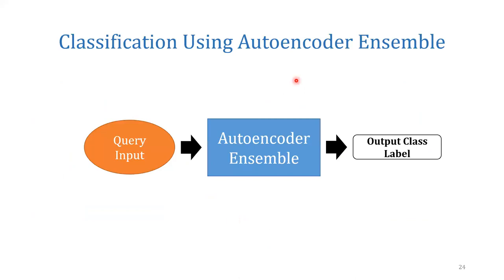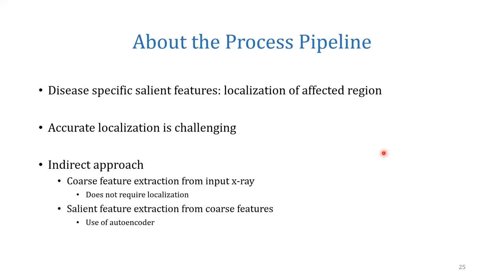Now, when we try to perform classification using autoencoder ensemble, we use a query input. And when we apply this query input to the autoencoder ensemble, we get an output class level. So this is how the autoencoder ensemble works.